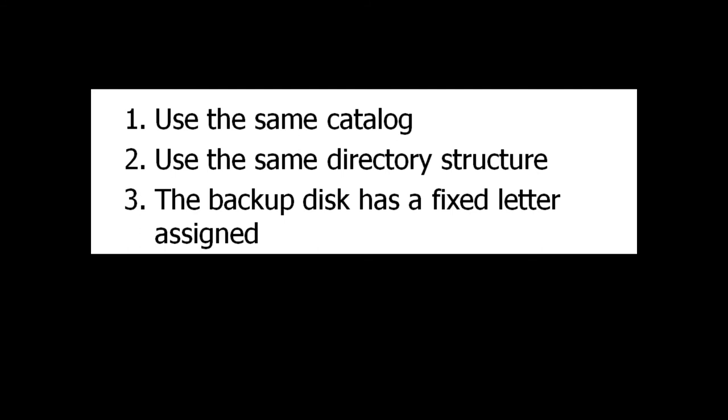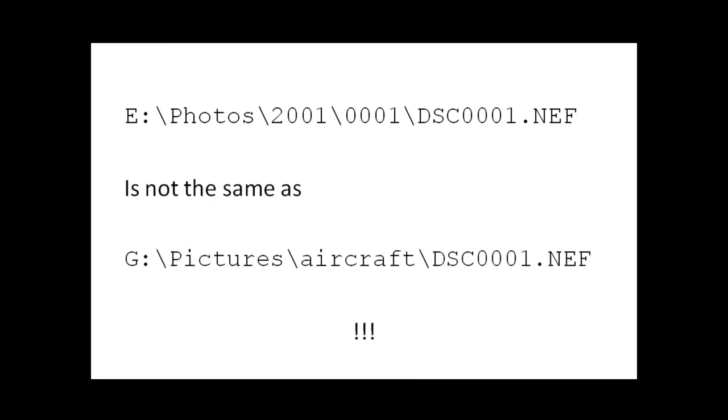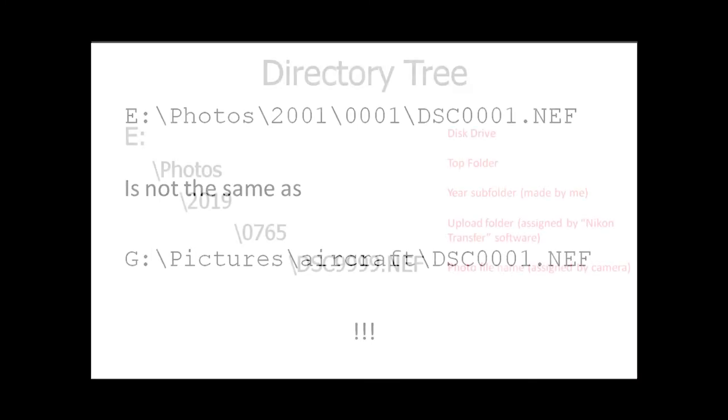Now, to synchronize your photos in a single Lightroom catalog between two computers, the identical file structure for the RAW files is required. If you access DSC 0001 from E Photos 2001, subdirectory 0001, DSC 0001 on your desktop, Lightroom will expect it to be at that same address while using the laptop. While you certainly can instruct Lightroom to find the files at G Pictures Aircraft, this takes time, effort, and must be repeated the next time you resynchronize your photos.